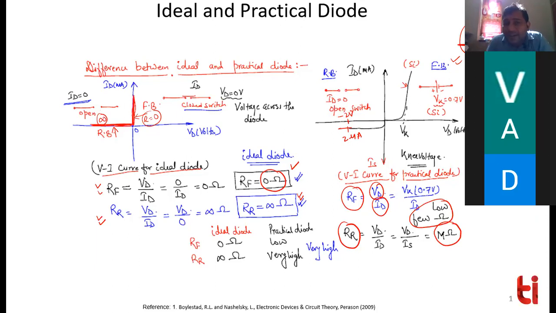You can never get infinite resistance in the case of a practical diode. So in an ideal diode, forward is 0, reverse is infinite. However, in a practical diode, the forward resistance is low and the reverse resistance is very high. Someone asks, very high meaning? It's in mega ohms. Very low meaning? It's a few ohms. Okay, this thing is also clear, no problem.